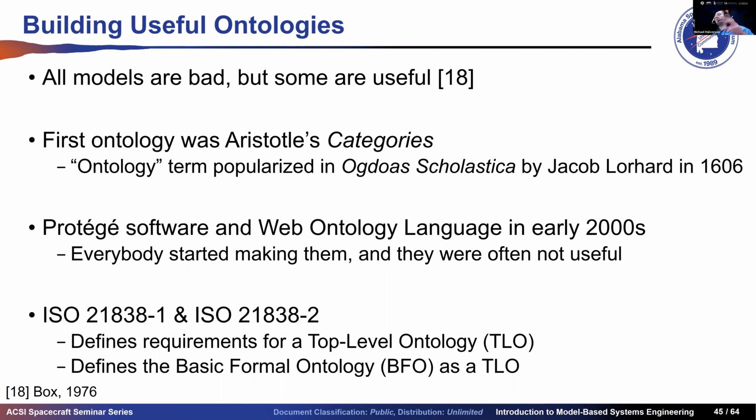Aristotle tried to do it first. In categories, he created 10 categories, and I don't know them all off the top of my head. I mean, they were eating moldy bread, so don't take their word as truth, but some of it was pretty good. And then in 1606, Jacob Lorhard popularized the term ontology. So this concept has been around for a long time, and it's often considered very meta. It's the concept of everything.